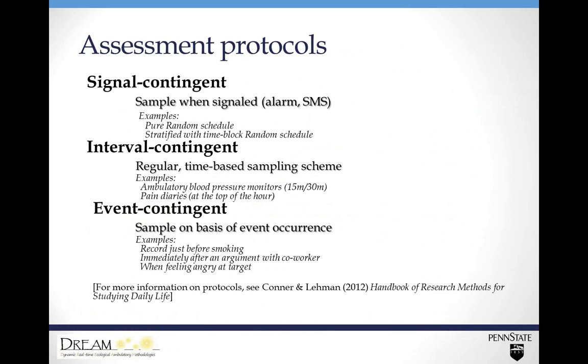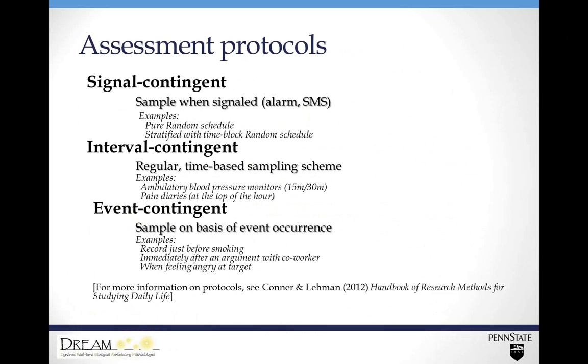Another approach is to do it at a fixed interval, and so this might be every hour. Do a pain diary, or when combined with other assessment protocols, as you see in the example there, sometimes we would ask people to wear an ambulatory blood pressure monitor that is cued to take a blood pressure every 15 or 30 minutes. We might instruct a participant in one of those studies to give us an ESM or an EMA report contemporaneously with these other interval-based assessments.